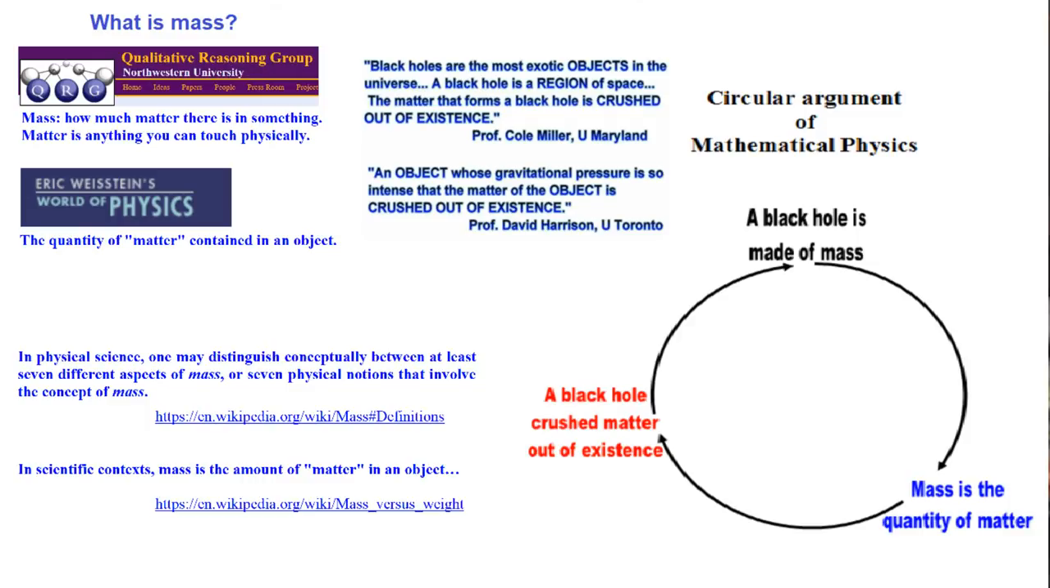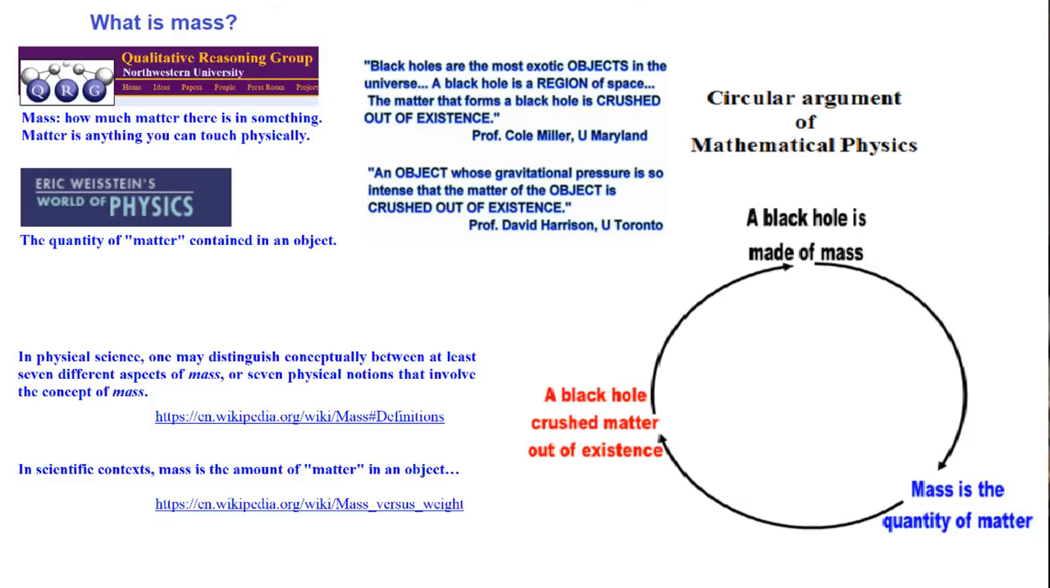There you have the definition of mass from Wikipedia, and it shows that there are at least 7 different definitions. In physical science, one may distinguish conceptually between at least 7 different aspects of mass, or 7 physical notions that involve the concept of mass. Okay, whatever mass is, apparently the most popular one is the quantity of matter. What do they say in the center there? Well, we have Cole Miller, a professor at University of Maryland, and David Harrison, another professor at University of Toronto, and they say a black hole crushes all matter out of existence, and that takes us to the circular argument on the right. If a black hole is made of mass, and mass is the quantity of matter, and a black hole crushes all matter out of existence, we have absolutely nothing in front of us. Okay, so that's the main argument, I guess, against the black hole.